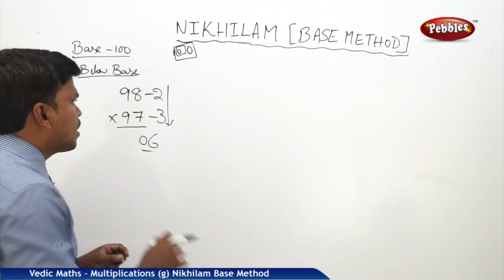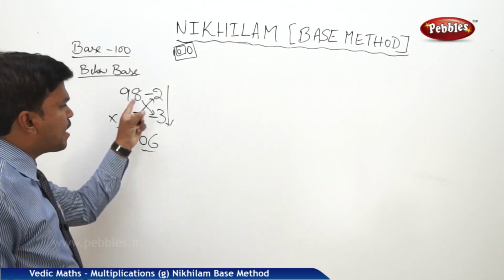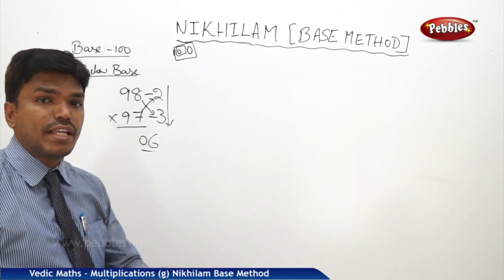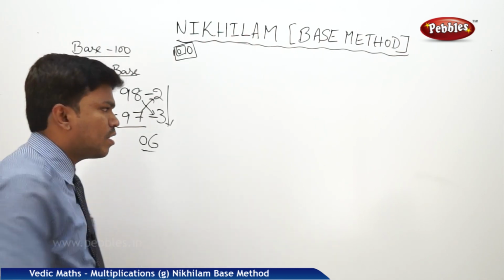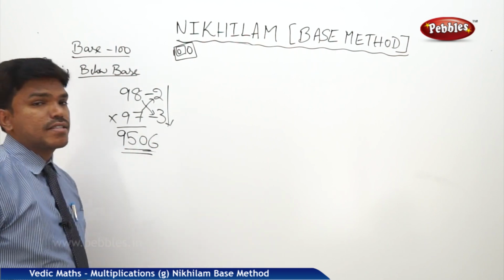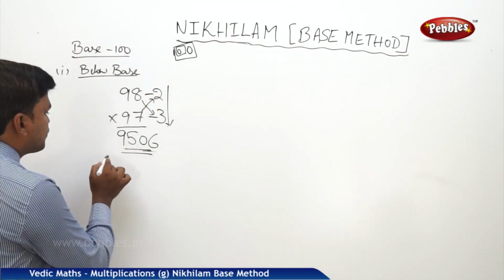Now the problem is solved. What is the next step? Cross subtraction as usual. 98 minus 3 is 95, or 97 minus 2 is 95. In either of the ways, you are going to get the same answer. So write it on the left side part. So what is my answer? 9506. Similarly, one more example.